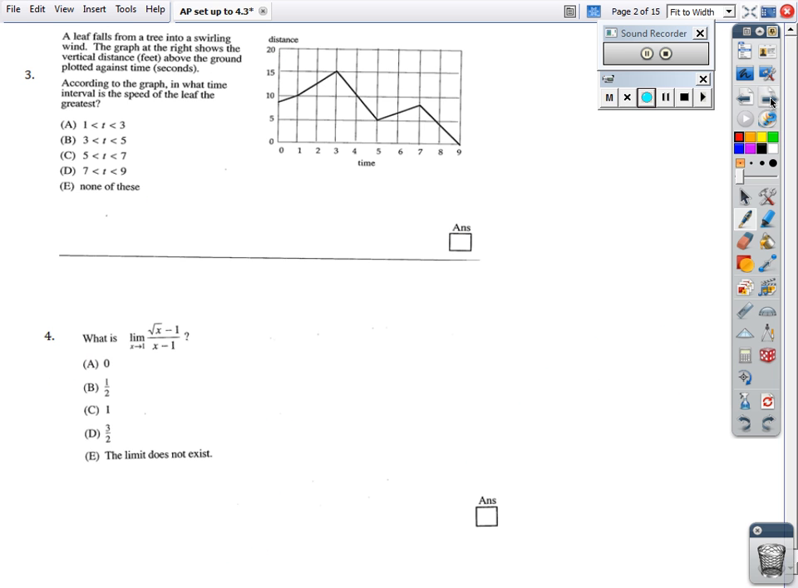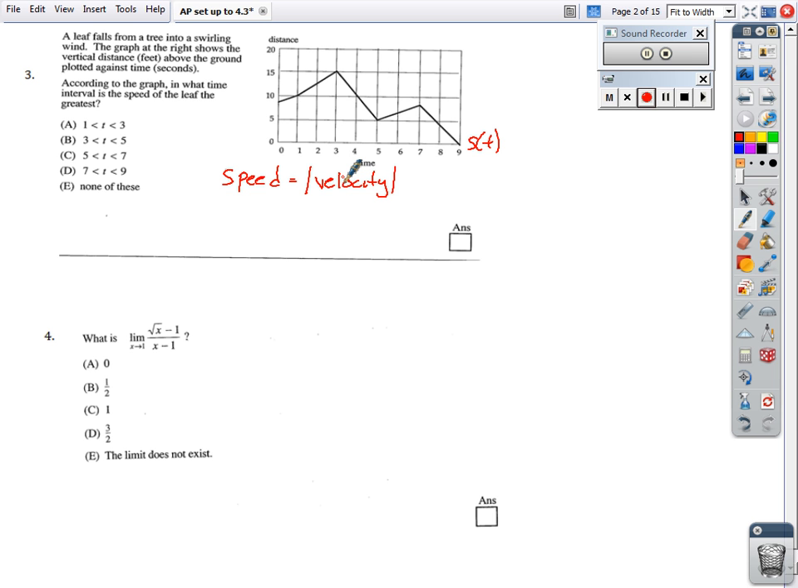Okay, next question. Question number 3. The graph represents a leaf falling from a tree into a swirling wind. The graph shows the vertical distance. So this is a position function, and it shows the vertical distance the leaf has traveled against time. And they want to know over what interval is the speed of the leaf the greatest. So the first thing we need to discuss is that speed is equal to the absolute value of velocity. Now, if this is a position function, the velocity would be the slopes of each one of these line segments.